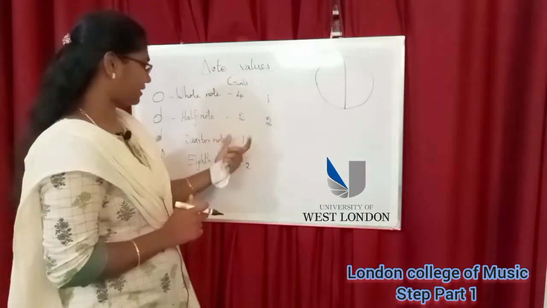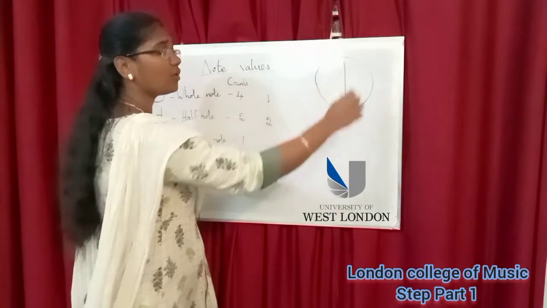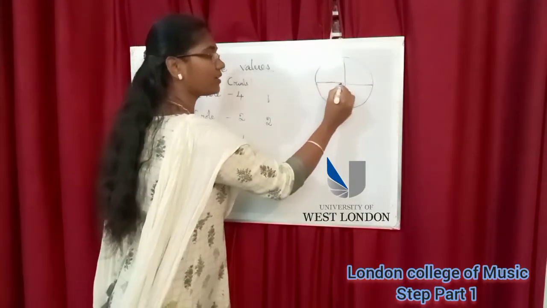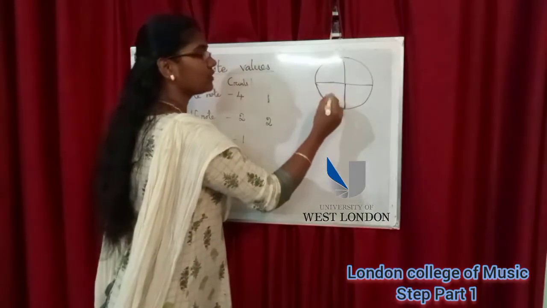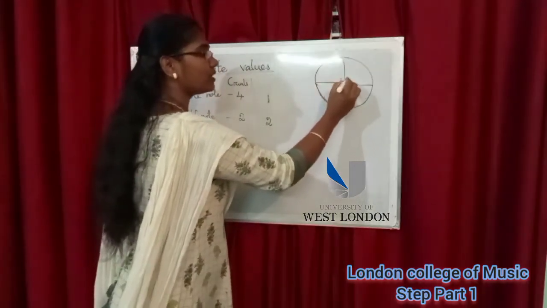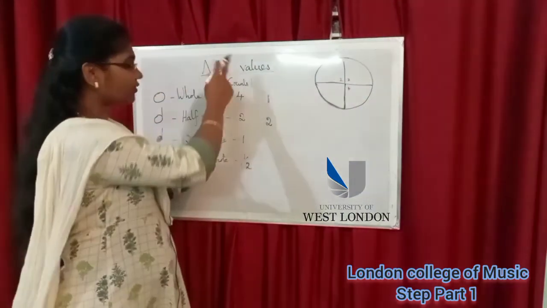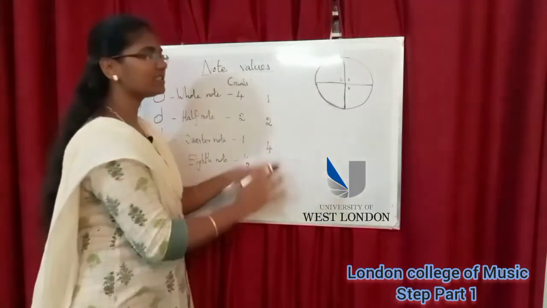Then come to the quarter note. Now we are dividing that whole cake into 4 pieces. That is a quarter part. So 1, 2, 3 and 4 pieces. So the note value of the quarter note is 4. Imagine that is 4 pieces.